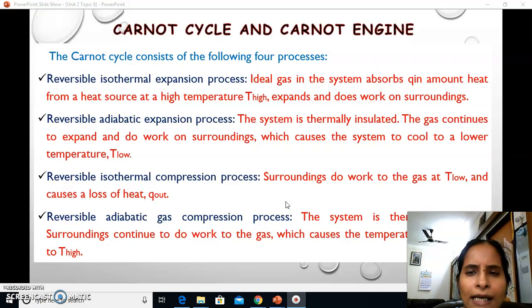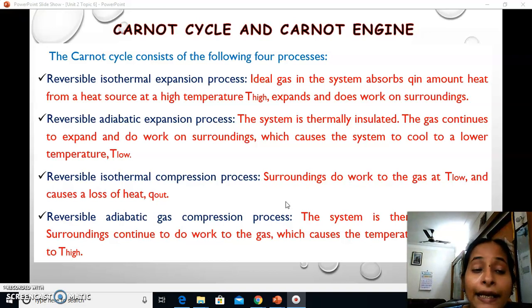Okay, so the Carnot cycle and Carnot engine. Here, a cycle, you know what a cycle is. Heat engines, refrigerators and heat pumps, all the reversed heat engines and the normal spontaneous heat engines, work in a cyclic process. The four processes in this Carnot cycle are the reversible isothermal expansion process, reversible adiabatic expansion process, reversible isothermal compression process, and reversible adiabatic compression process.